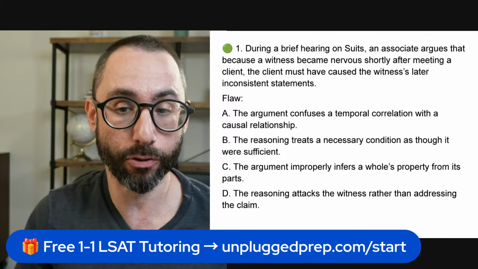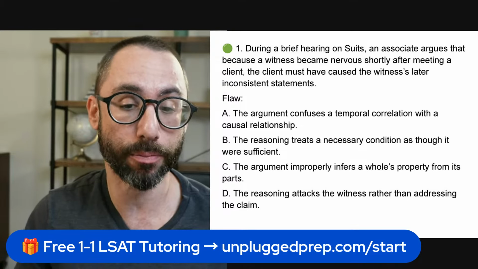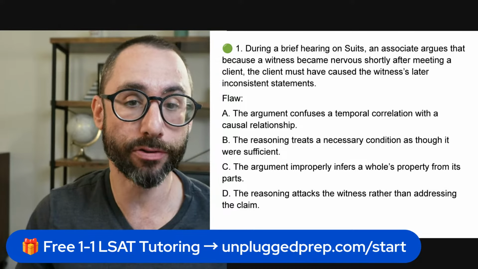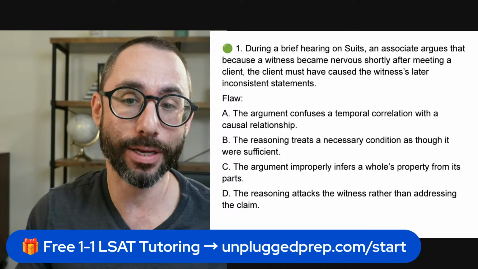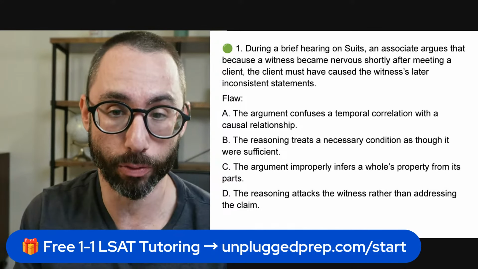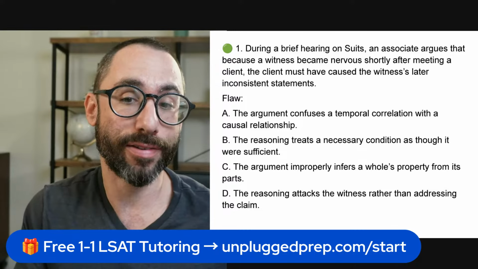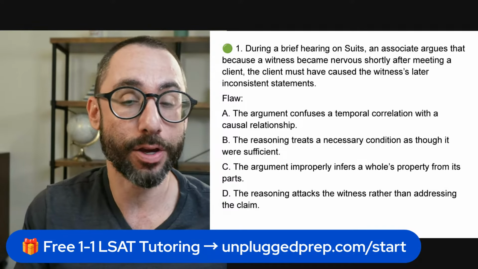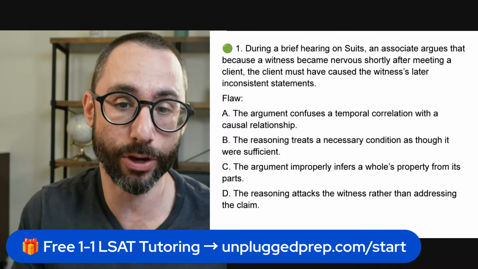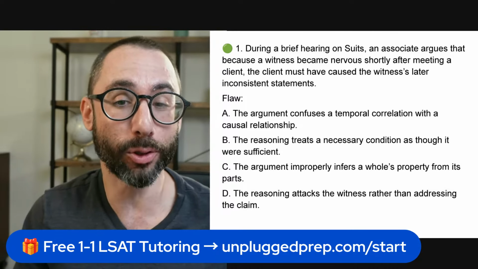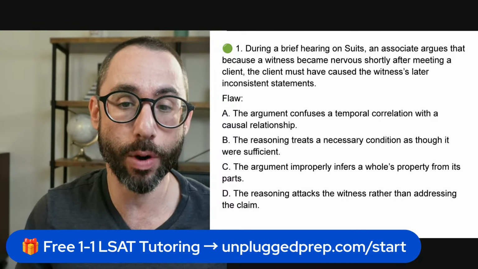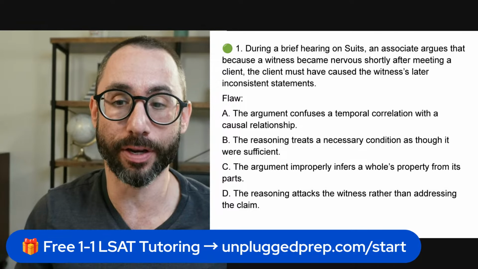When you have your answer, please drop it in the chat, A, B, C, or D. If you're not sure, just drop a question mark, but please do commit to an answer. So again, A, temporal correlation confused with causal relationship. B, confusing necessary with sufficient. C, improperly inferring the whole's property from its parts. Or D, attacking the witness rather than addressing the claim.